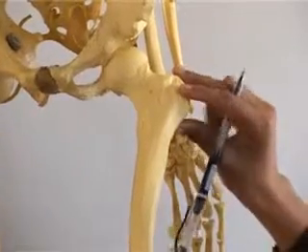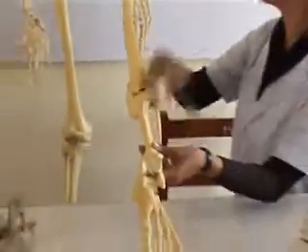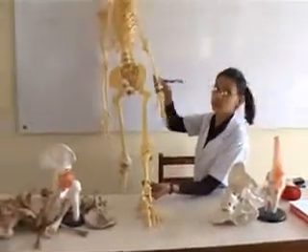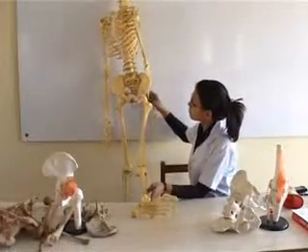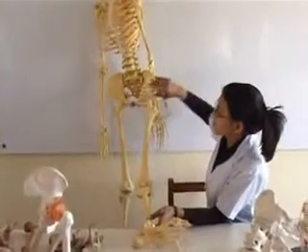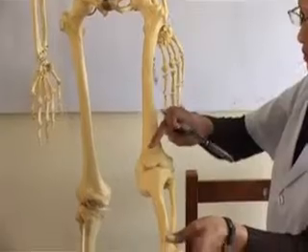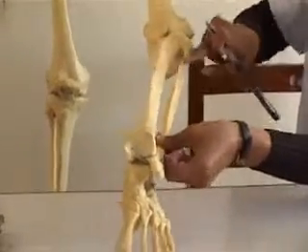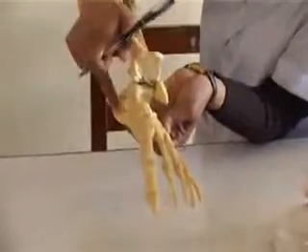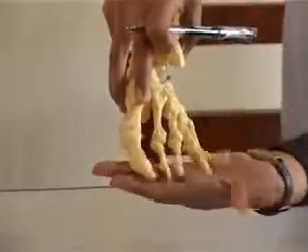Bones of lower limb. Bones of lower limb are heavier and stronger as compared to bones of the upper limb. The bones of lower limb comprise pelvic girdle, femur, patella, tibia, fibula, 7 tarsal bones, 5 metatarsals, and 14 phalanges.